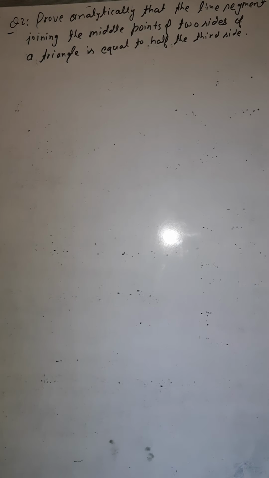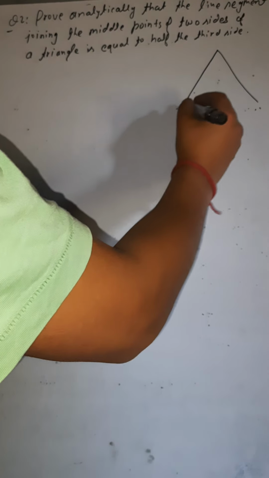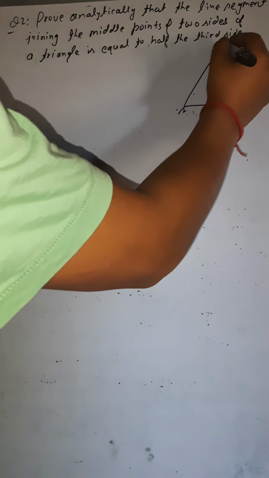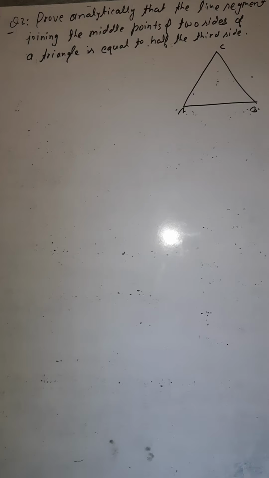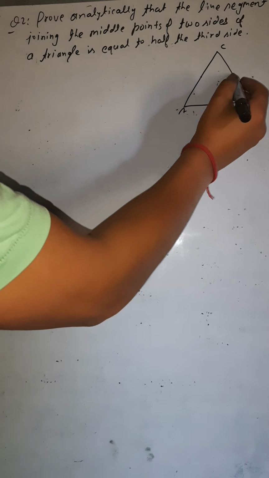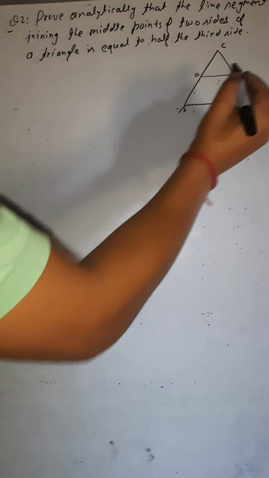How will you prove this theorem? You have to prove that the line segment joining the middle points of two sides of a triangle. Let me make a triangle here first. Let's say this is the triangle. I'm taking these two sides and their midpoints, one here and one here, and joining them. Let's say this is D and this is E.